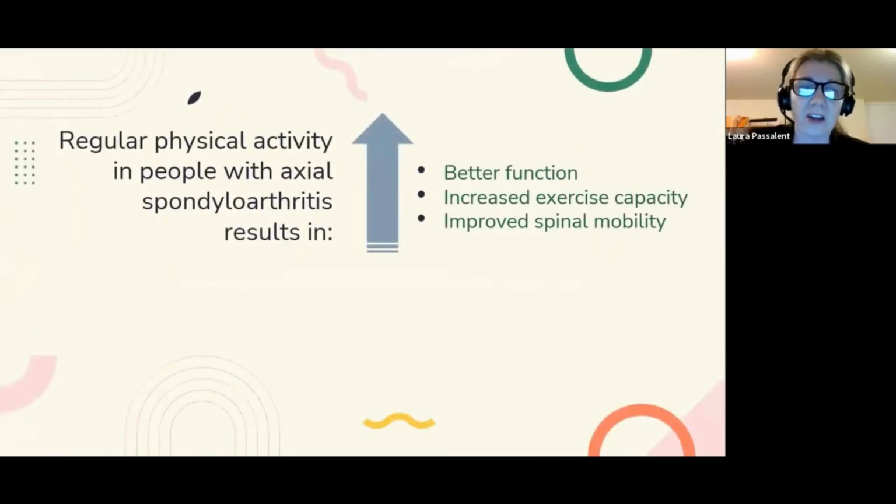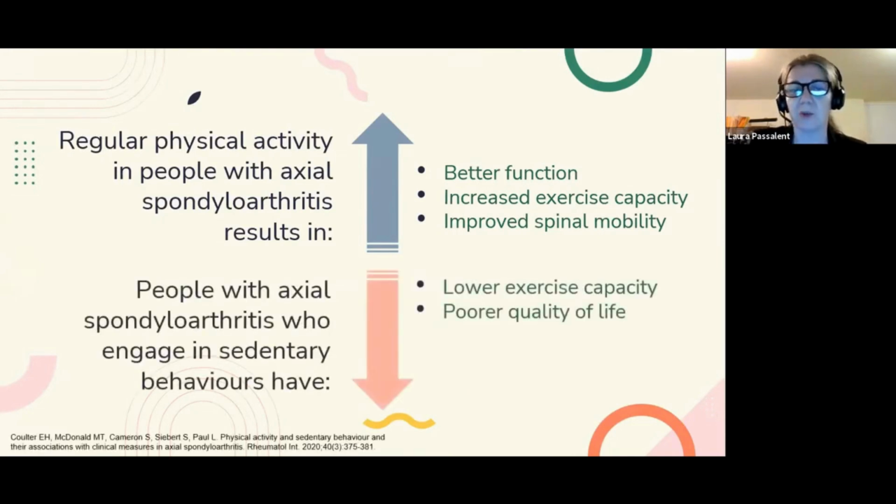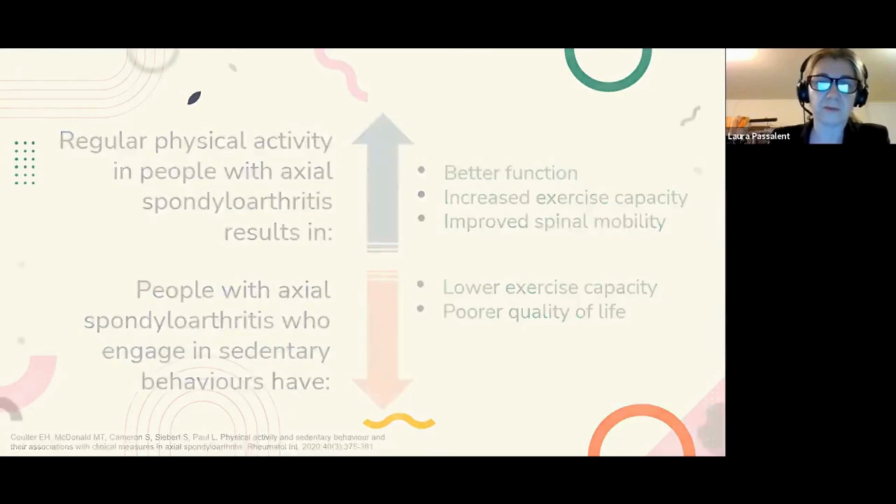And there's been a lot of research conducted on the benefits of physical activity in people with axial spondyloarthritis. And we know from research that it improves function, you get increased exercise capacity, and you see improvement in spinal mobility. But people with axial spondyloarthritis who are engaged in more sedentary behaviors have lower exercise capacity and poorer quality of life. And these results are from a recent study from 2020.